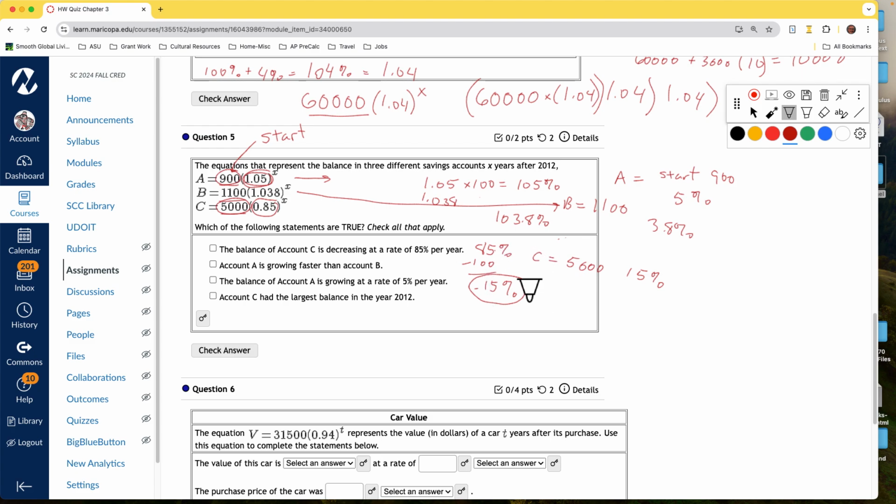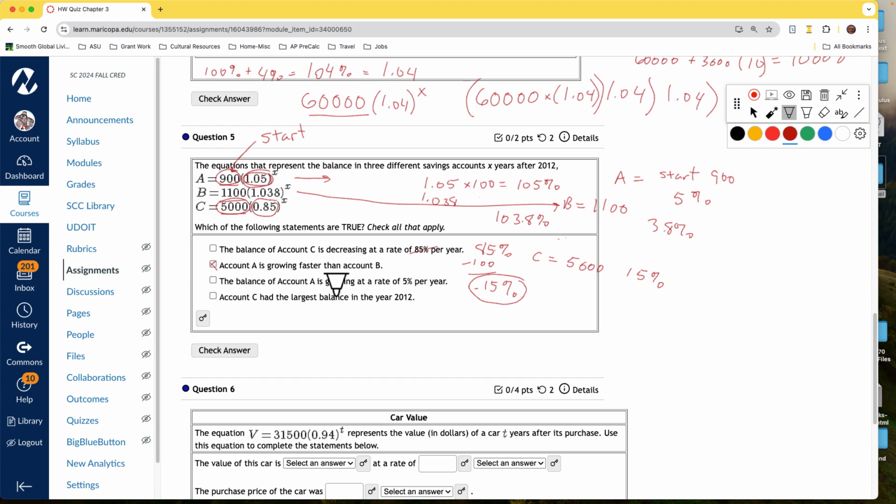It's sort of true that it is decreasing, but it's not 85%. The decrease rate is 15. So we don't mark that one. It's this part that's not right. Account A is growing faster than account B. You all said, yeah, 5% is bigger than 3.8. It's growing faster. Yeah, so we'll mark that one.